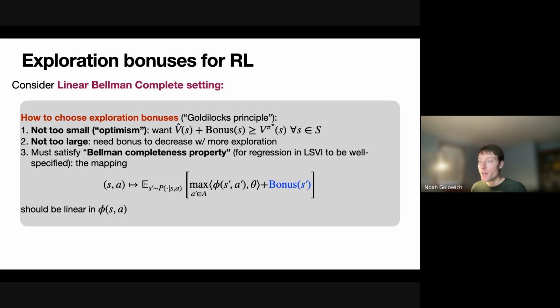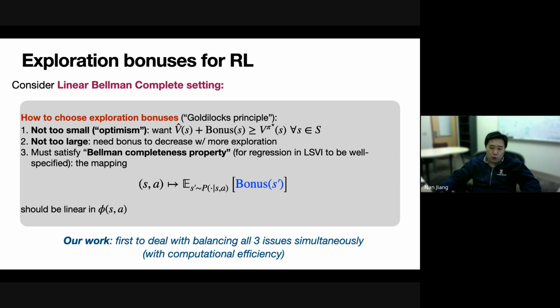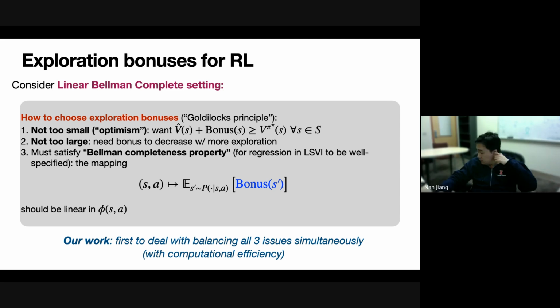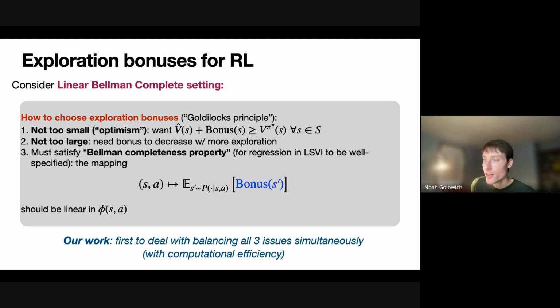In particular, this mapping should be linear in the features. Now, we've already required that the mapping from SA to a linear value function is linear in the features. So really what we want is the following requirement, which says that the Bellman backup of the bonus function is linear. And that's the requirement I've written here. And this is why the usual quadratic bonus doesn't work, because it breaks linearity. Yes. Yeah. Yeah, so our work is the first to deal with balancing all 3 of these issues simultaneously in a computationally efficient manner.